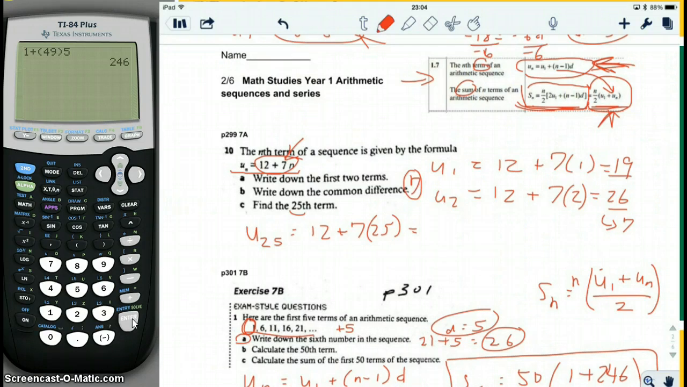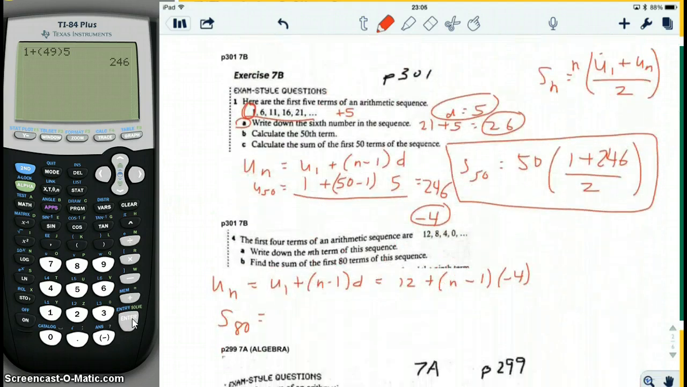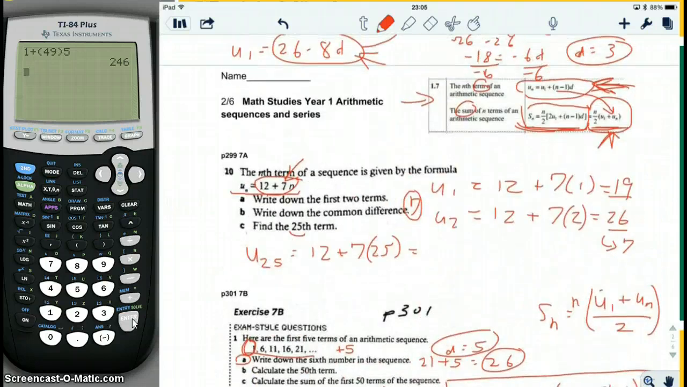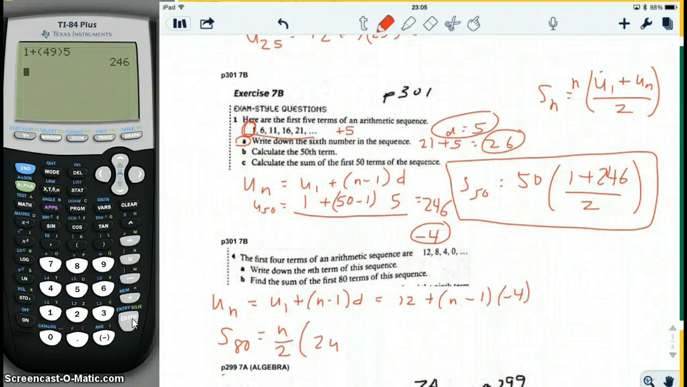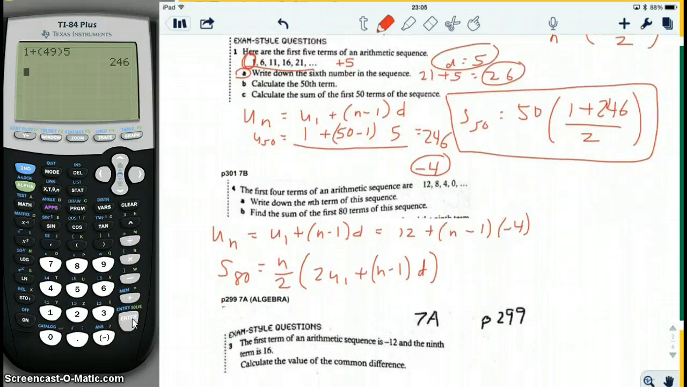If you do not know u of n, you just use this one here. So it's s of n equals n divided by 2 times 2u1 plus n minus 1 times d. Okay, and of course n is 80, right? So I can erase that. I could put 40, because it's n divided by 2, which is 80 divided by 2.